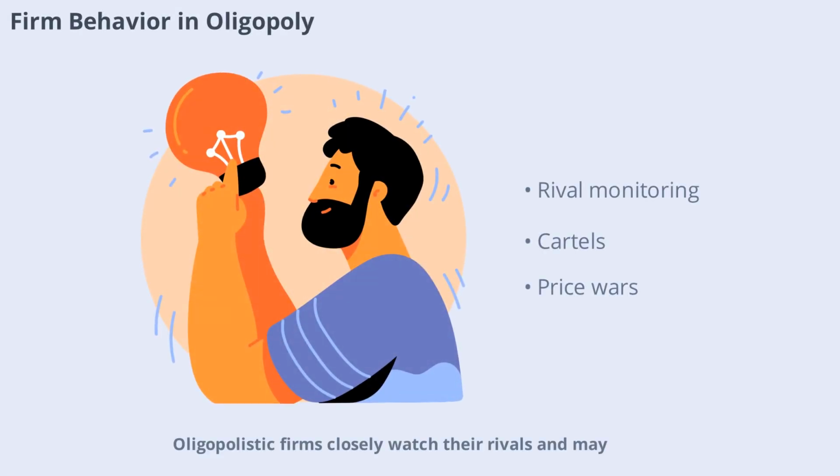Oligopolistic firms closely watch their rivals and may react quickly to changes in prices or strategies. This interdependence can lead to cooperation such as forming cartels or intense competition like price wars. Understanding these dynamics is crucial for predicting market outcomes.